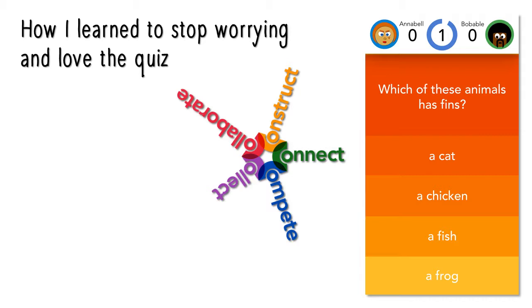it looks like this. It can be played asynchronously, so players play at different times, but preferably synchronously between two players. You can see Annabelle and Bobbable are the players in this game, and it's a quiz game. The question at the top there: which of these animals have fins? And they race to choose the correct answer the fastest.